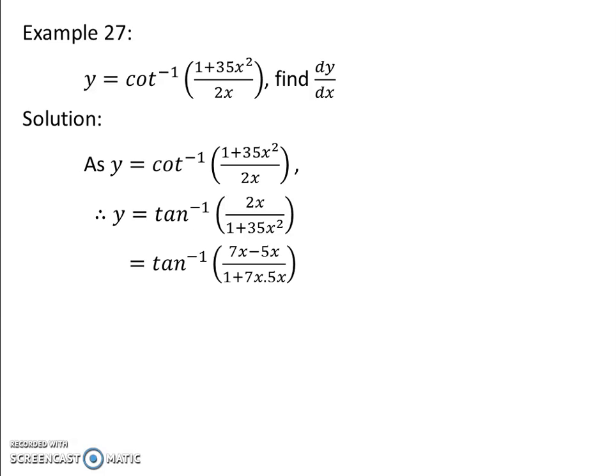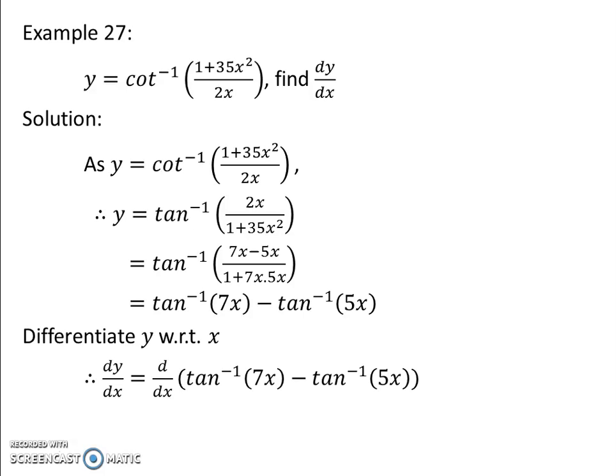So simplifying this, we get tan inverse of 7x minus 5x upon 1 plus 7x into 5x. And that is equal to tan inverse of 7x minus tan inverse of 5x. So differentiating y with respect to x, we get d by dx of tan inverse of 7x minus tan inverse of 5x. So we have to use the u minus v rule. The derivative of tan inverse of something is 1 upon 1 plus 49x square into derivative of 7x, which is 7, minus 5 upon 1 plus 25x square. So till this point we have studied how to find the differentiation of inverse trigonometric functions using different types.